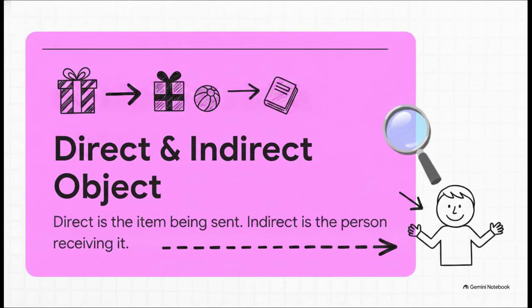But before we look at a full sentence, we really need to clearly define the two types of objects in play here, just so you can visually grasp the difference. The direct object is the what. It's the thing being directly acted upon. The indirect object, on the other hand, is the who. It's the person receiving that thing. So the absolutely crucial point to remember is that the direct object is the item being transferred, and the indirect object is the lucky or maybe unlucky person receiving it.